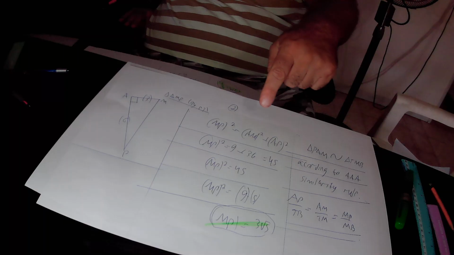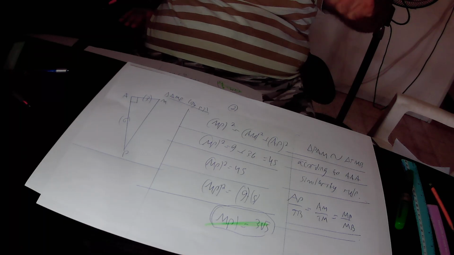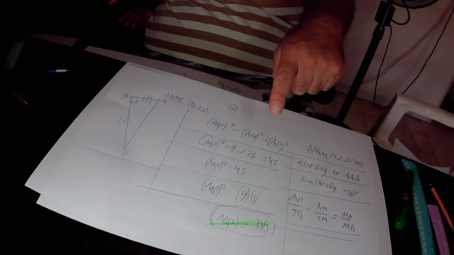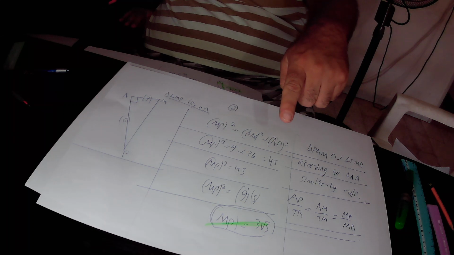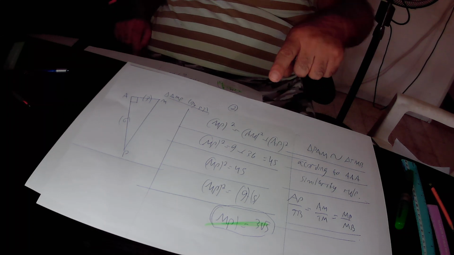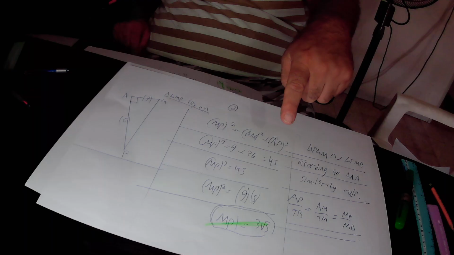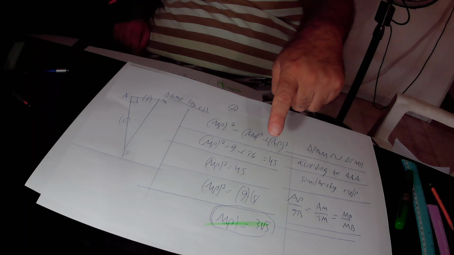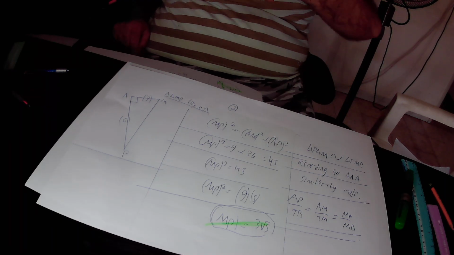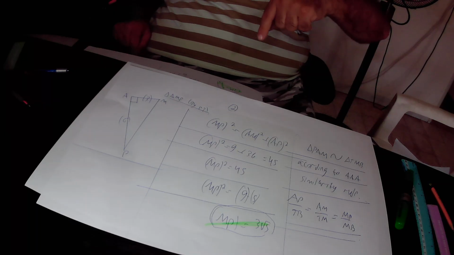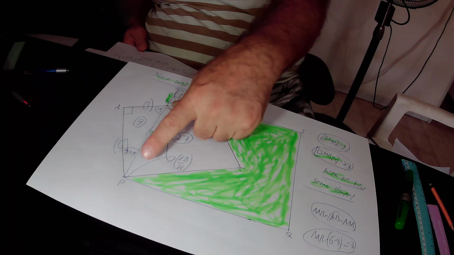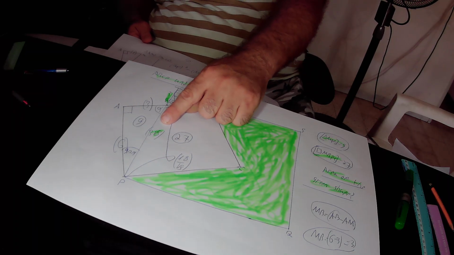Here we substitute 45 by 9 times 5, so MP squared equals 9 times 5. Here we take the root and find that MP equals the square root of 9, that is 3, so inside the root we are left only with 5. So MP equals 3 times the square root of 5 units in length.